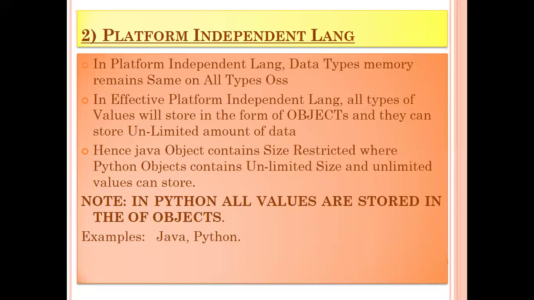Although if we talk about Java, Java also stores all the data in the form of objects only. But still, it is size restricted. Whereas in Python objects, we can store an unlimited amount of data and values.